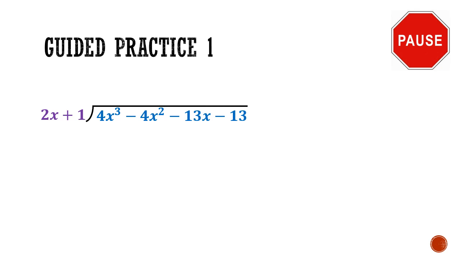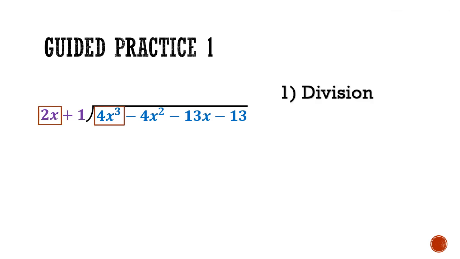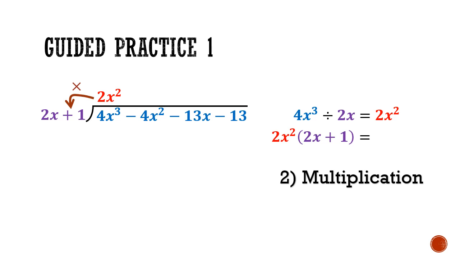So let's begin. We first look at the leading terms. So 4x cubed is going to divide by 2x, and this will give us 2x squared. Next, step 2, we're going to take 2x squared and multiply it by the divisor 2x plus 1. This will give us 4x cubed plus 2x squared.